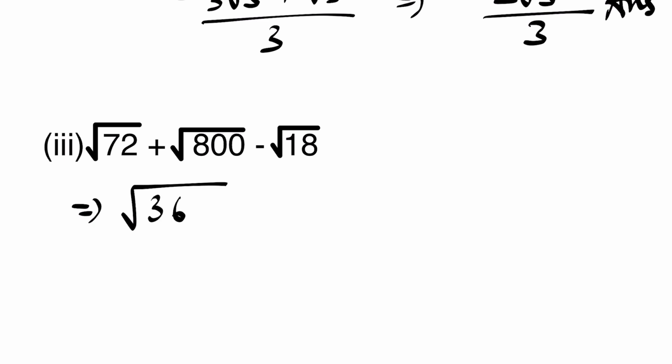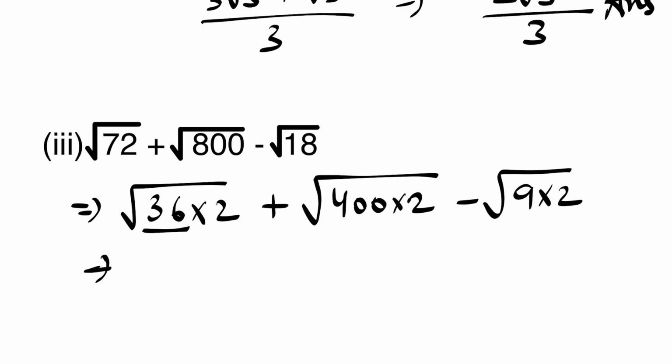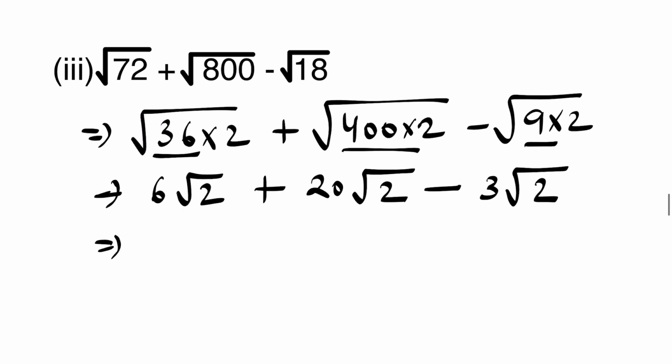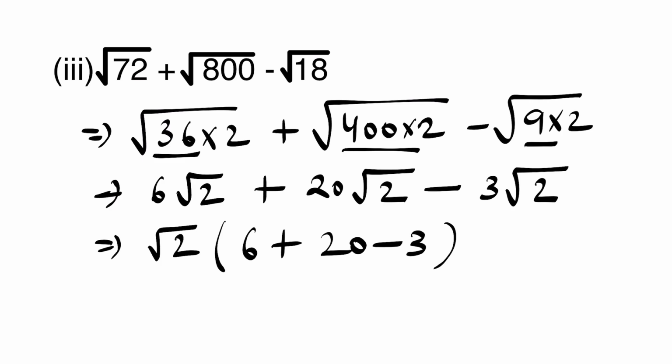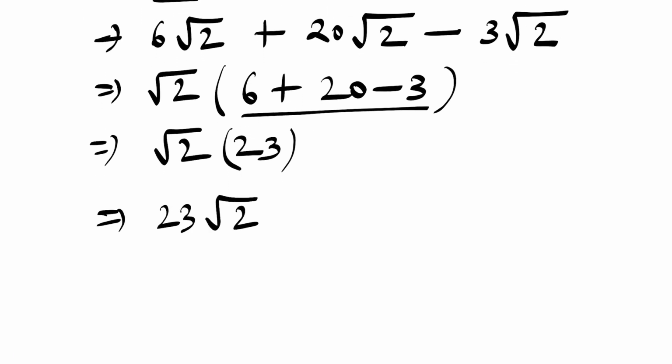Again rearrange this as root 36 into 2 plus, again rearrange this as 400 into 2 and again this as 9 into 2. Okay, this is square of 6, so this will become 6 root 2 plus this is square of 20 and this is root 2, minus the square of 3, this is root 2. Okay, now taking root 2 as common, we will get 6 plus 20 minus 3 and solving this we will get 23. Okay, so the answer is 23 root 2.